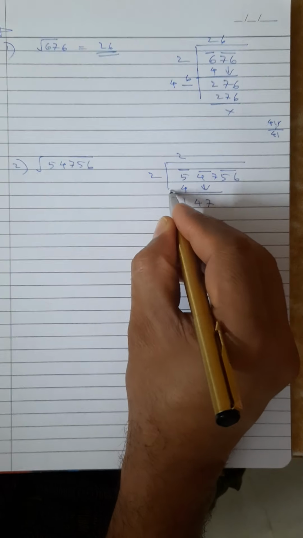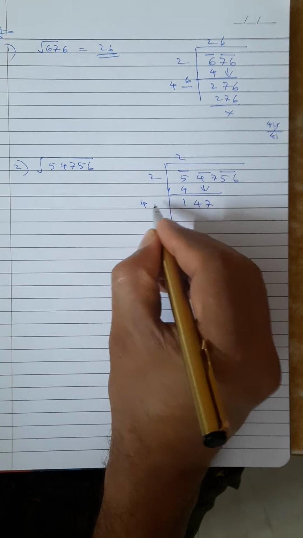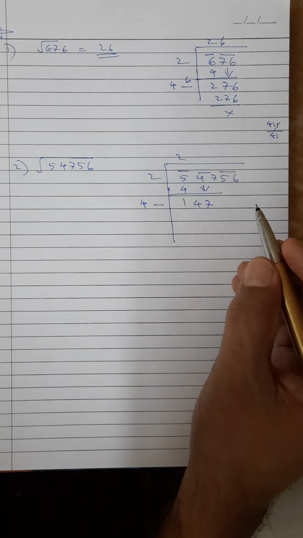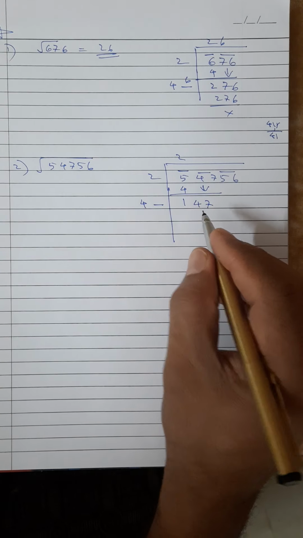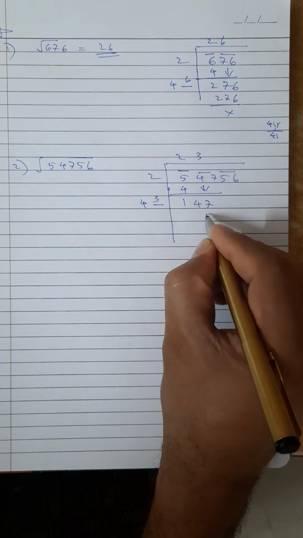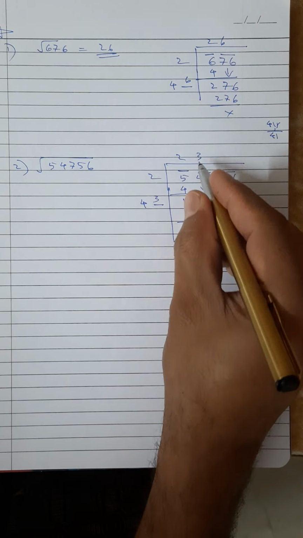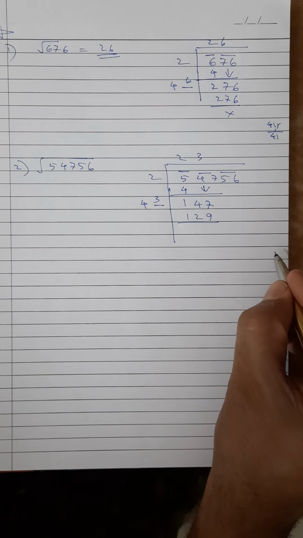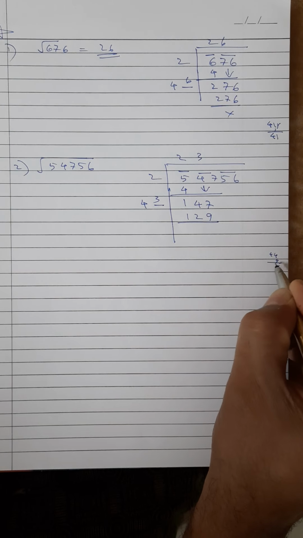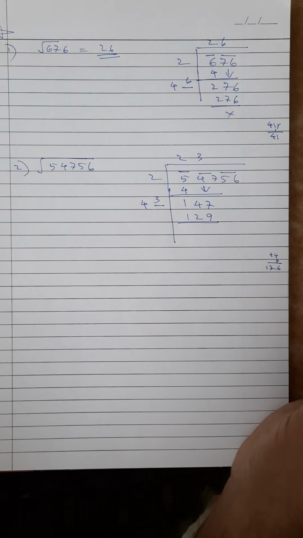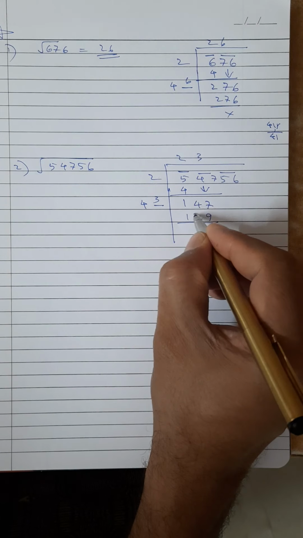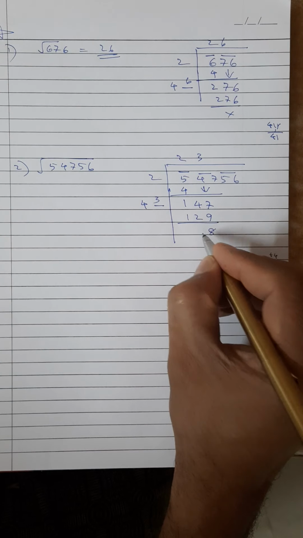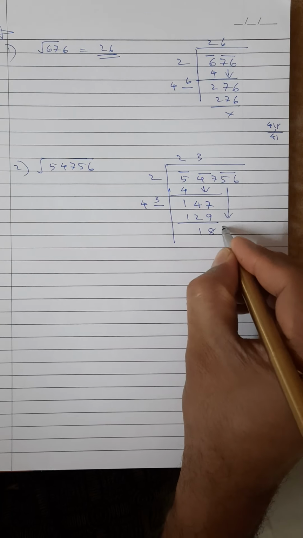That is 147. Every stage we will write double. Double of 2 is 4 and a blank. What to write? 1 means 41 into 1, 2 means 42 into 2, 3 means 43 into 3. 3 will go: 3 3s are 9, 3 4s are 12. 4 is not going, 4 4s are 16, 16 is not there, only 14 is there. 44 into 4 is 176, it is not there. So subtraction gives 18. Next group is coming down as 56.